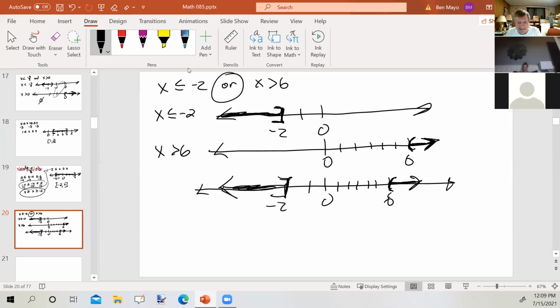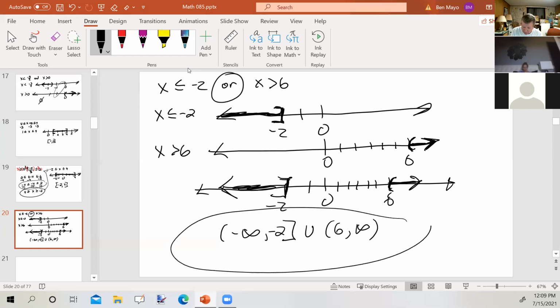When I go to write it in interval notation, I can't write it as a single interval. It's going to look like that, because there's one chunk that's negative infinity up to and including -2, and another chunk that's 6 to infinity, not including 6. Just like Hawaii has more than one geographic chunk of land, when we take the union, they're still separate pieces. So we would have to write interval notation like that.